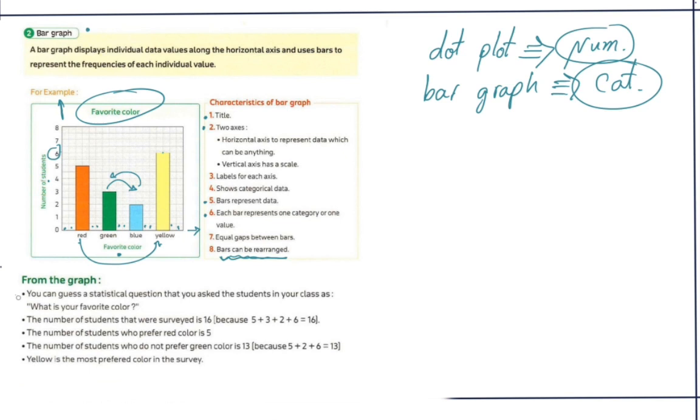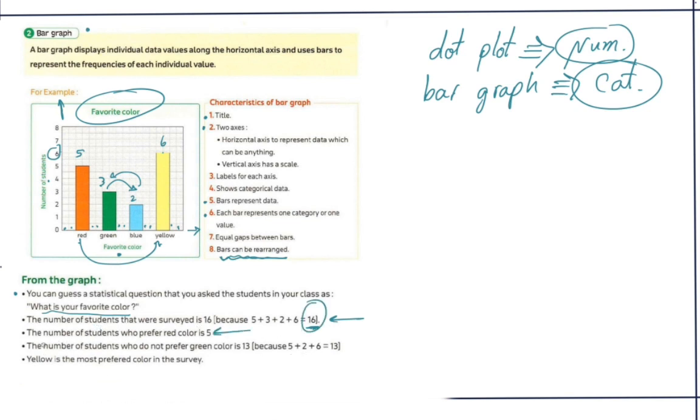Now, the first data I can see here. What's your favorite color? First question: the number of students that were surveyed. Here we have red 5, here we have 3, and blue 2, and yellow 6. 6 plus 2 plus 3 plus 5 plus 5 equals 16. So the students surveyed here are 16 students.